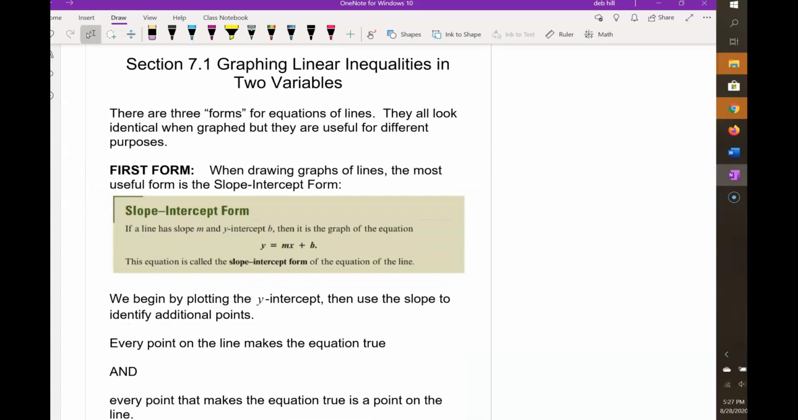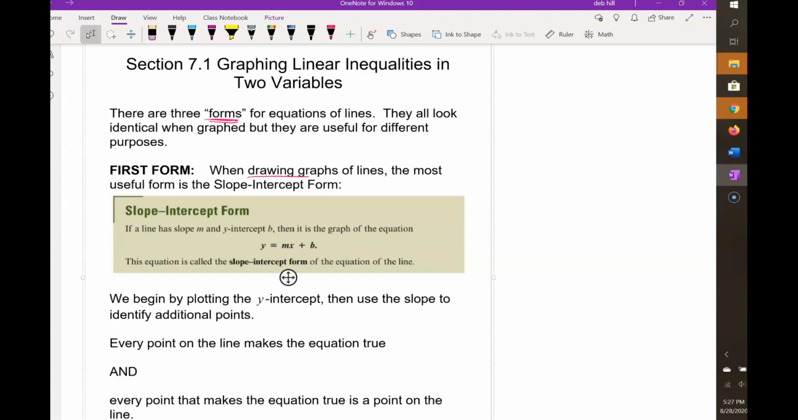Okay, so let's talk about some forms of equations of lines. There are 3 forms for equations of lines. They're all equations of lines, and every line can be written in all 3 of the different forms. They each have different uses.